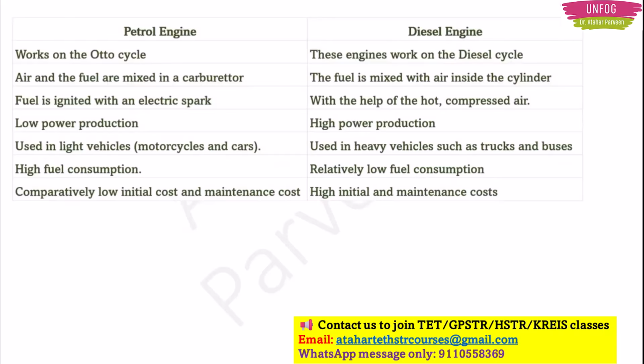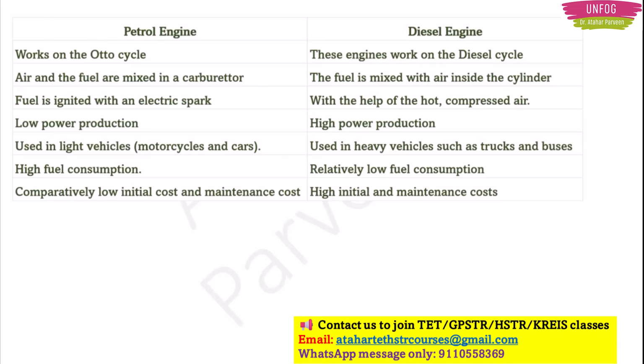Now let's see what are the differences between petrol engine and diesel engine. Both are engines, both are internal combustion engines, but they work on different principles or different cycles. Petrol engine works on the Otto cycle. Diesel engine works on the diesel cycle. Here in the petrol engine, air and fuel are mixed together in one chamber. You call it a carburetor. But in the diesel engine, the fuel is mixed with air inside the cylinder.